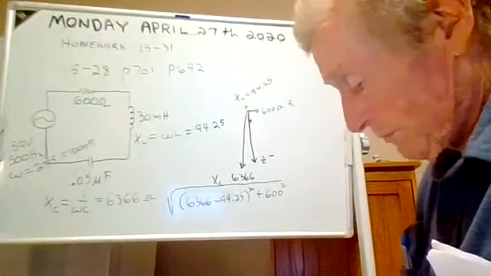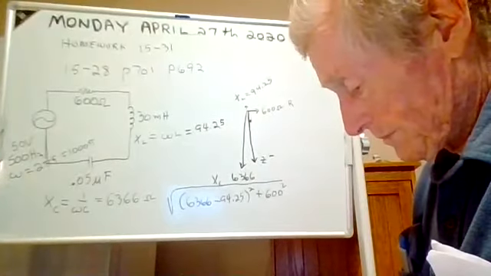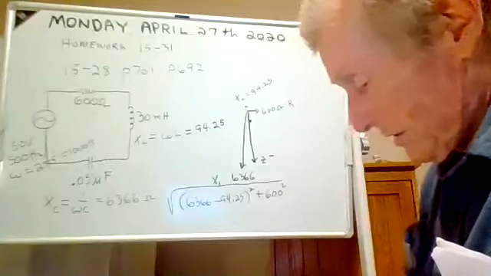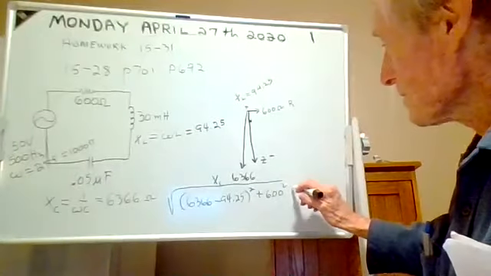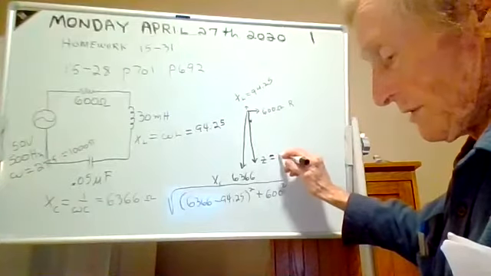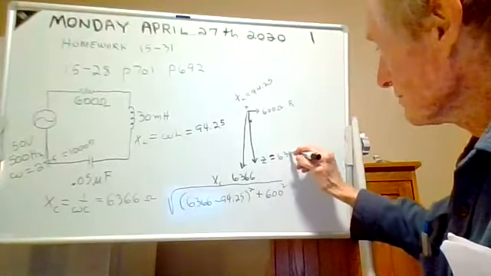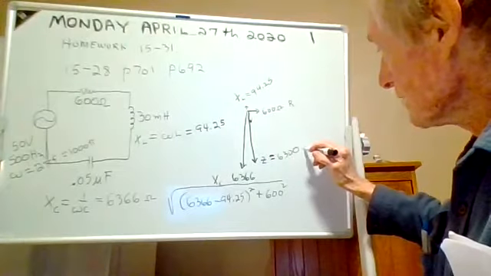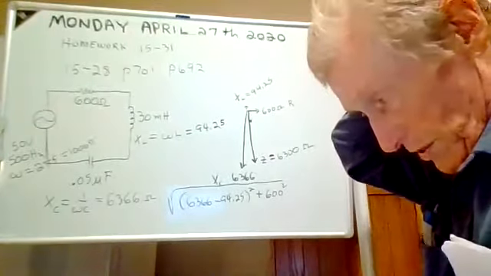You have to square that plus 600 squared. Square root. Okay, here's what I'm coming up with, guys. I'm coming up with an impedance of 6,300. That's close enough. We'll just call it 6,300.